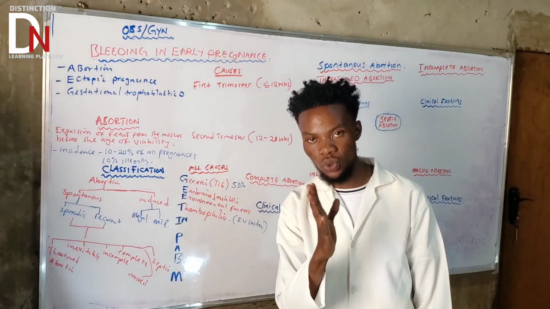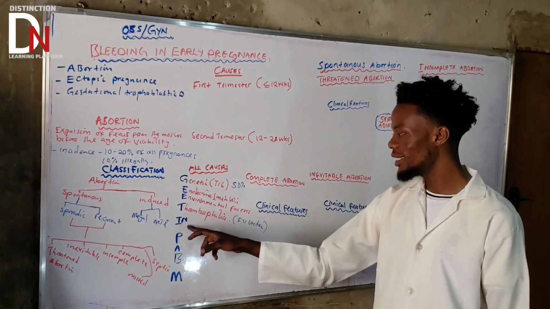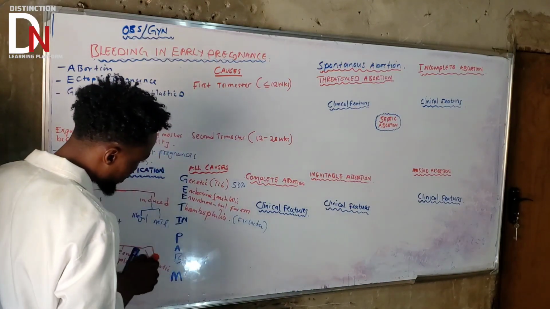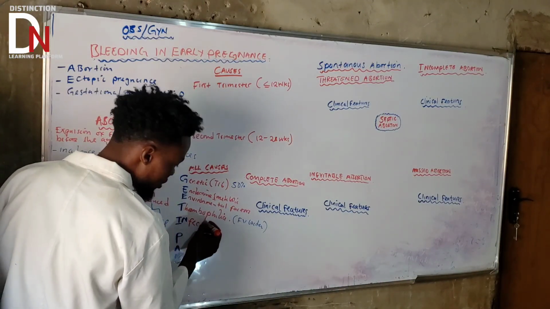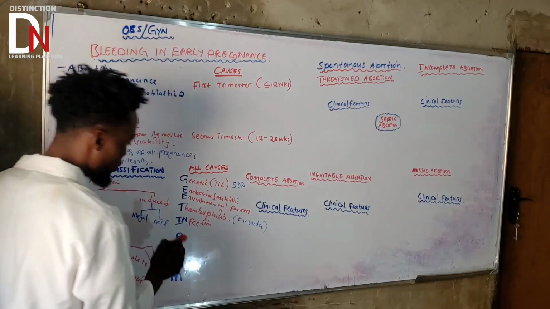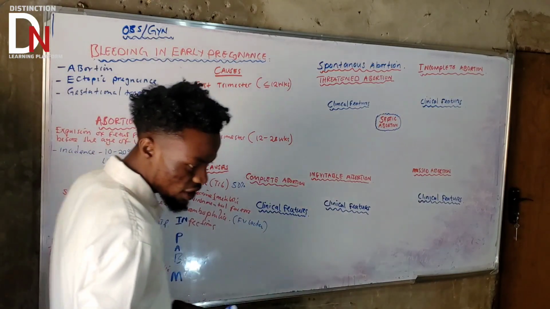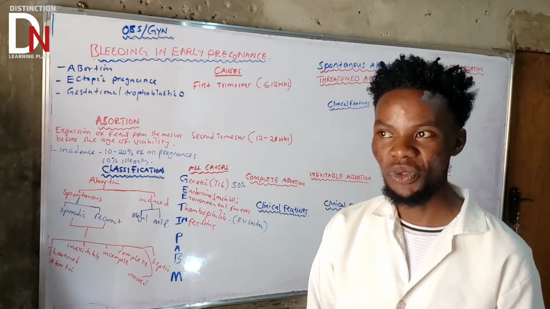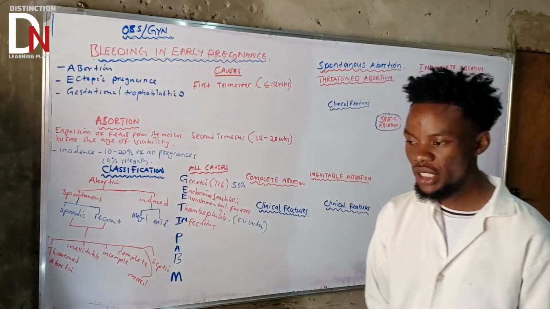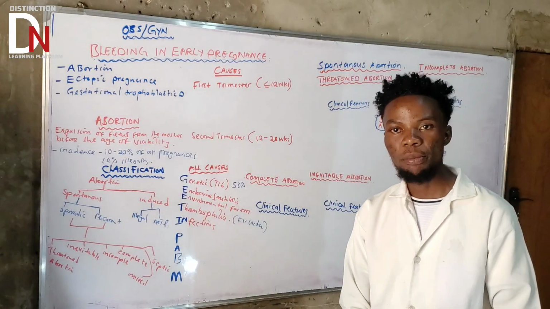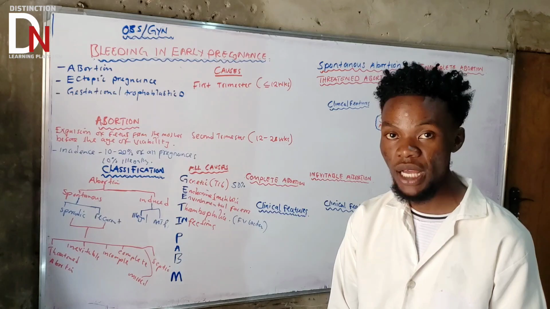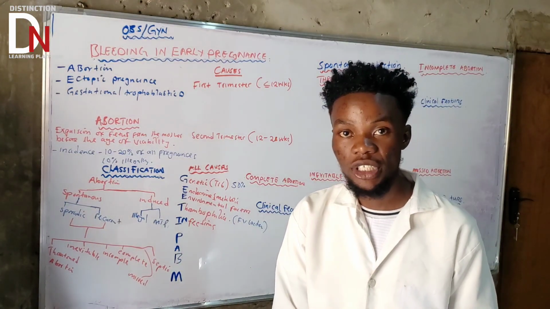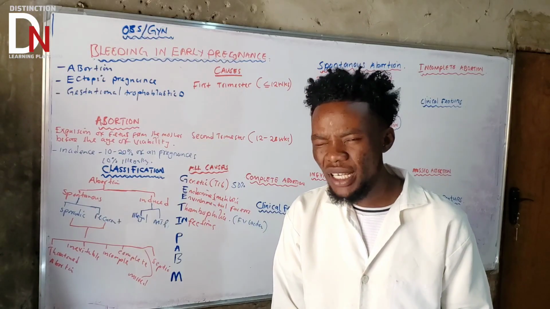Then let's go to I. Under I there are two. The first one is infection. Infections can be bacterial, viral, or parasitic. If you talk about bacterial infections, they can be ureaplasma or chlamydia infections. That's under bacteria. What about parasitic? What do you think?